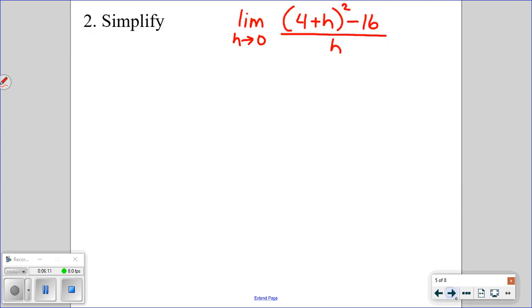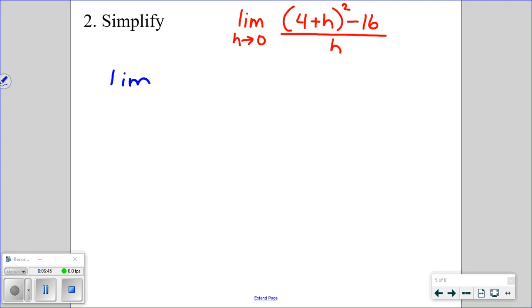Okay, another thing you can try is to just simplify the function. So in this case, we have the limit as h approaches 0 of (4 plus h) squared minus 16, all divided by h. Now notice, if we try direct substitution, if I plug in 0 for h, I'm going to be left with 4 squared, which is 16. 16 minus 16 is 0. And then if I plug in 0 for h in the denominator, I still get 0. So we do get 0 over 0.